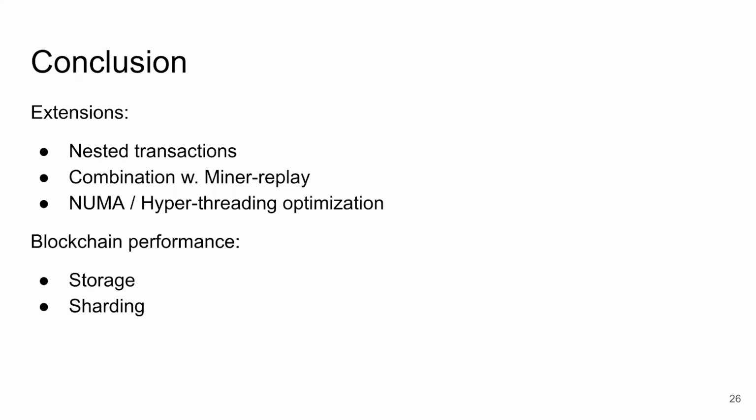Like a concept of nested transactions, because right now the failure granularity is a whole transaction, and maybe you want sub-blocks where you just have to abort something smaller. Like you have a loop that internally mints many things, and one of them fails, you know that it's fine. You don't have to re-execute the whole loop. You could combine this with miner replay maybe, right? Because this is just the way that the miner could do it, and then it can extract stuff from the multiversion data structure and send it to others.